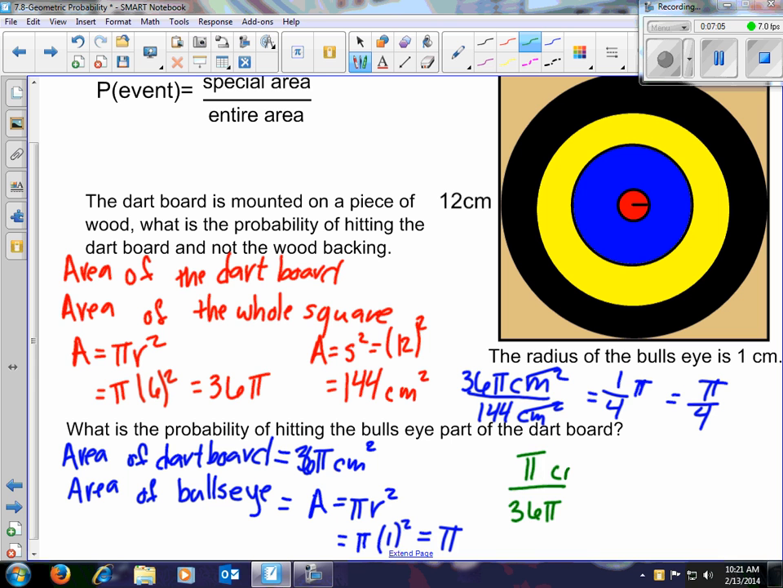Both of these are centimeters squared. So our centimeters squared are going to cancel. And then we have pi divided by pi, which is just 1. So our probability is going to be 1 over 36 chances.